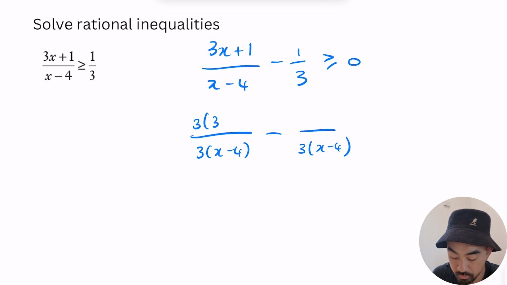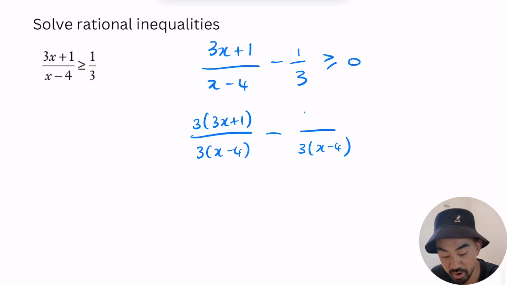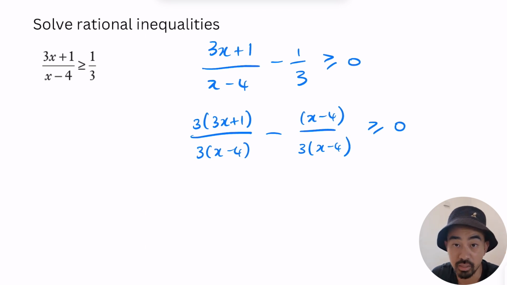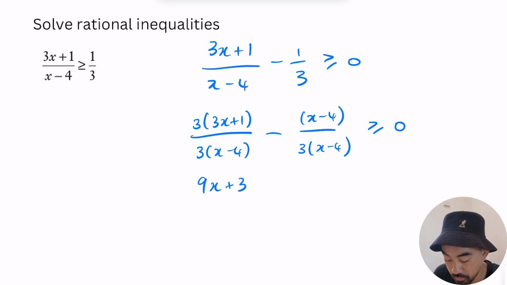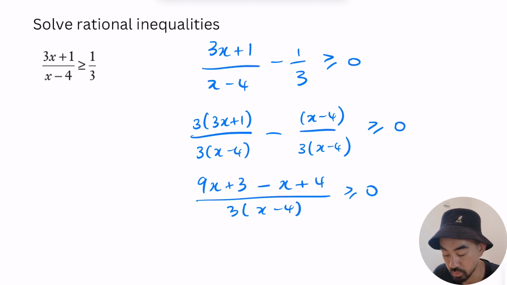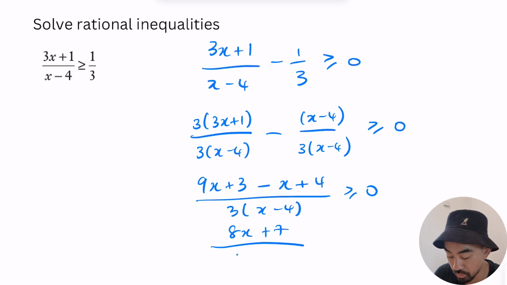And I'll need to times the top of the second fraction by x minus 4, which is greater than or equal to 0. Now let's expand and make one fraction just to tie this up. So expanding this out, you'll have 9x plus 3 minus x plus 4, be careful with that negative, over 3 bracket x minus 4 is greater than or equal to 0. Let's collect like terms. So 9x minus x is 8x, 3 plus 4 is 7, over 3 bracket x minus 4 is greater than or equal to 0.